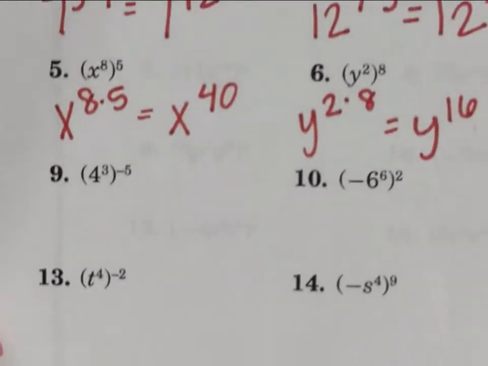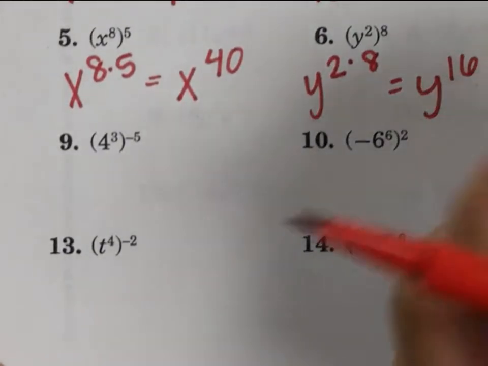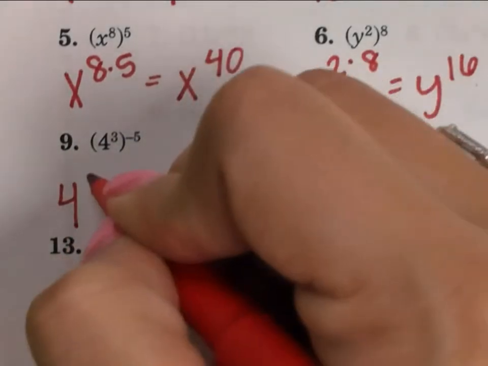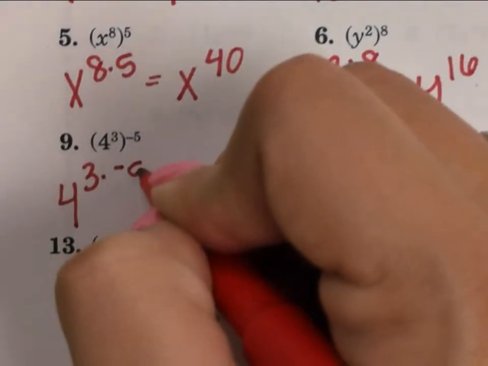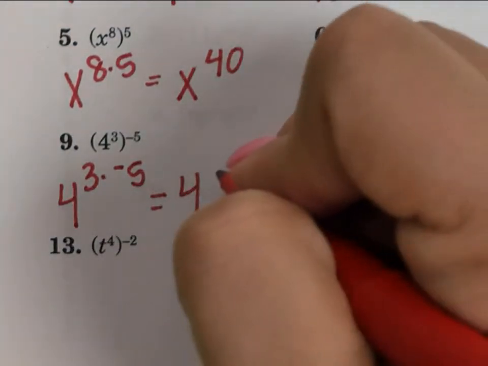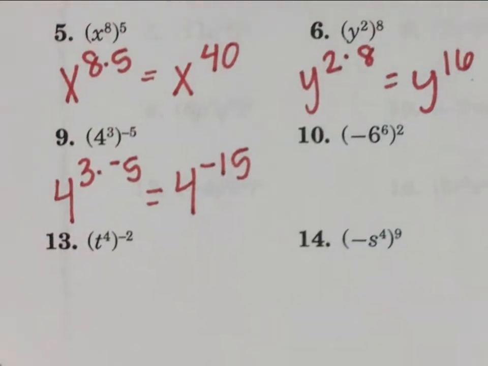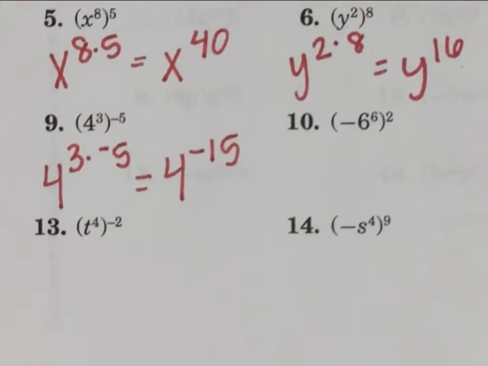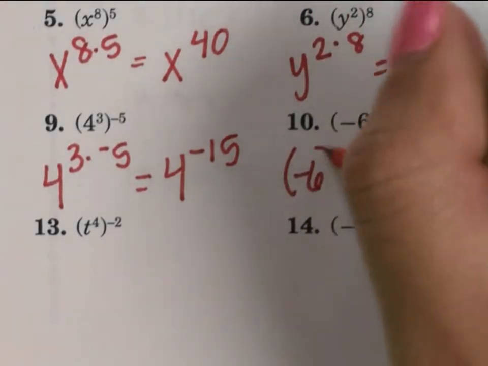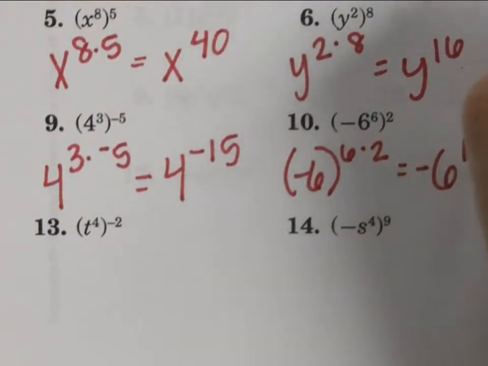Okay, what about number 9 where I have a negative exponent? You think anything changes? Nope. I still have 4 to the 3 times negative 5. What is a positive times a negative? A negative. So this would be 4 to the negative 15th. And then same for number 10, I've got a negative base. I'm just going to leave it like that. So negative 6 to the 6 times 2, which would be negative 6 to the 12th.